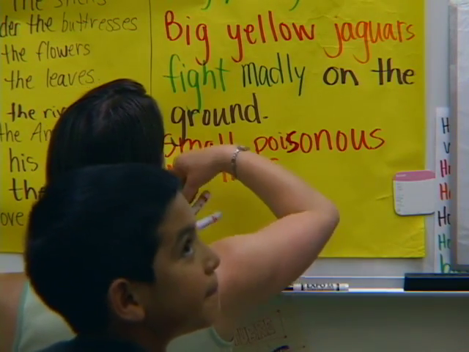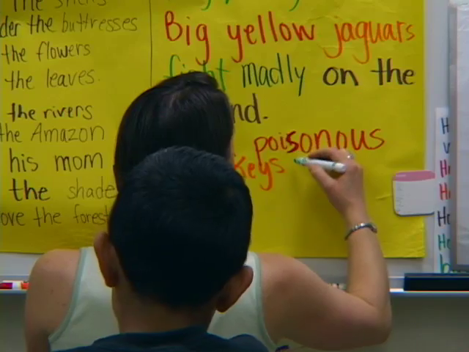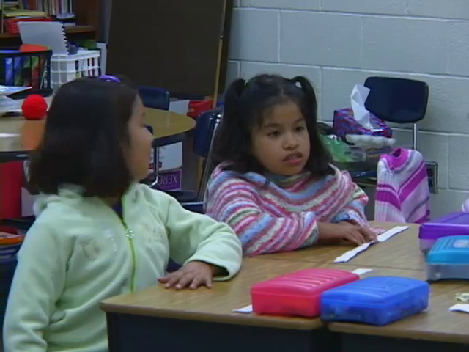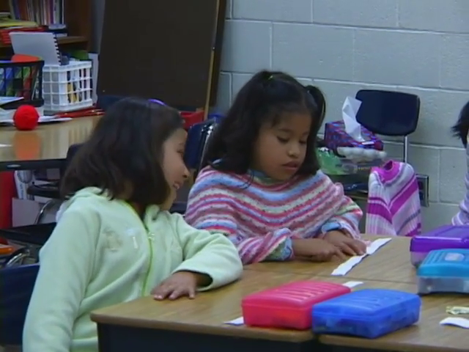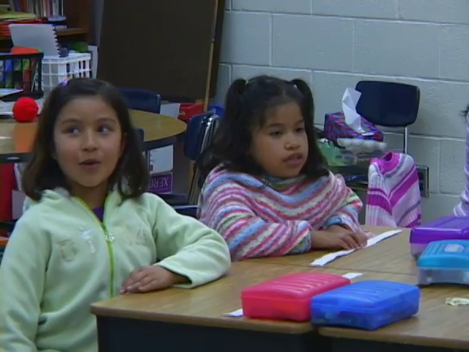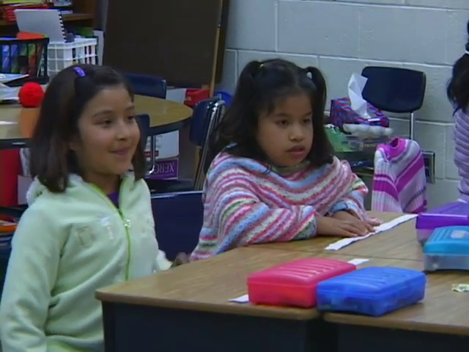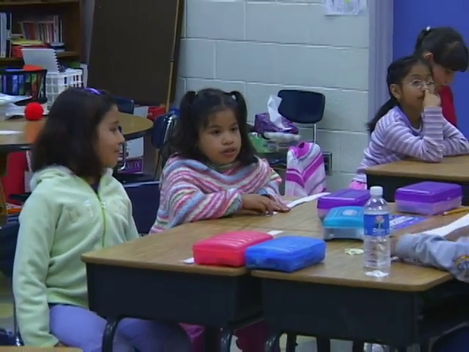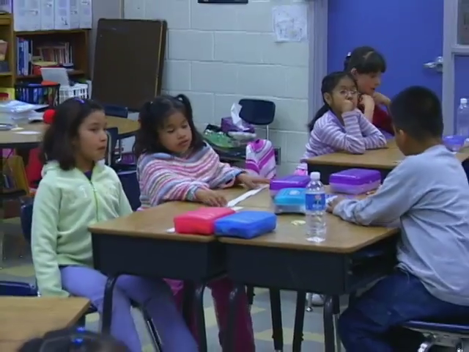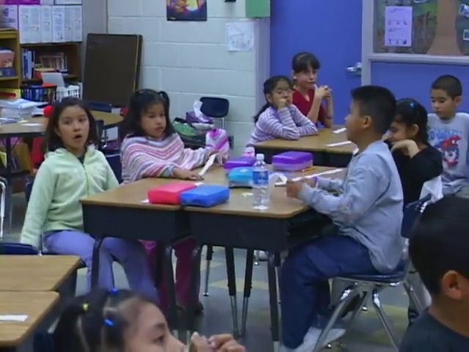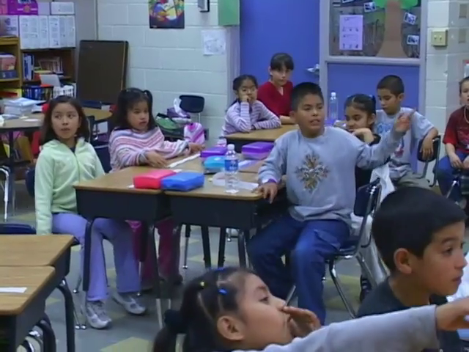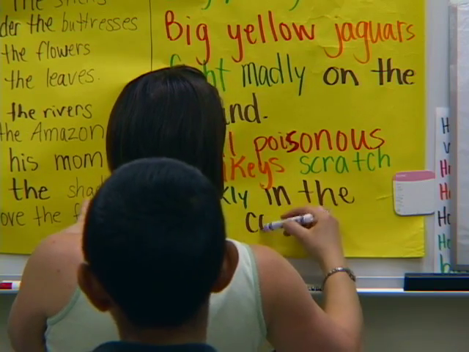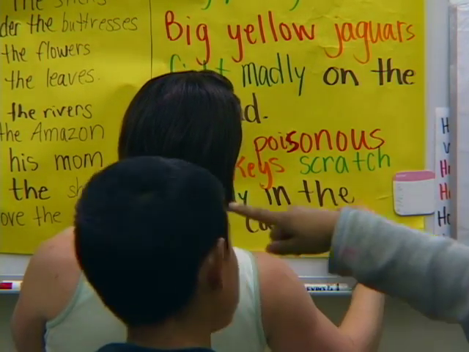What are the poisonous monkeys doing? Fighting. Scratching. How are they scratching? Quickly. And where are they scratching? In the canopy. In the canopy? We don't have a canopy. Thank you. No, we have one. It's right there in the canopy.